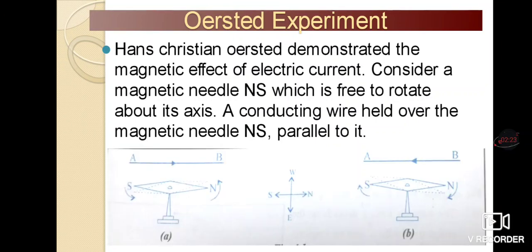Just observe these two diagrams, the first diagram and the second diagram. In the first diagram, the magnetic needle is in the north-south position. In the second, we have the same diagram, but in the first case the current flows from A to B, and in the second diagram it flows from B to A. Then the deflection also changes. How will it change? Just see the observations of Ørsted's experiment.